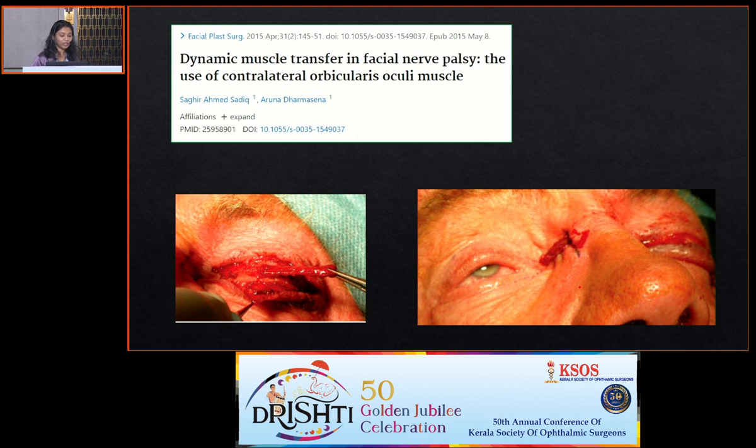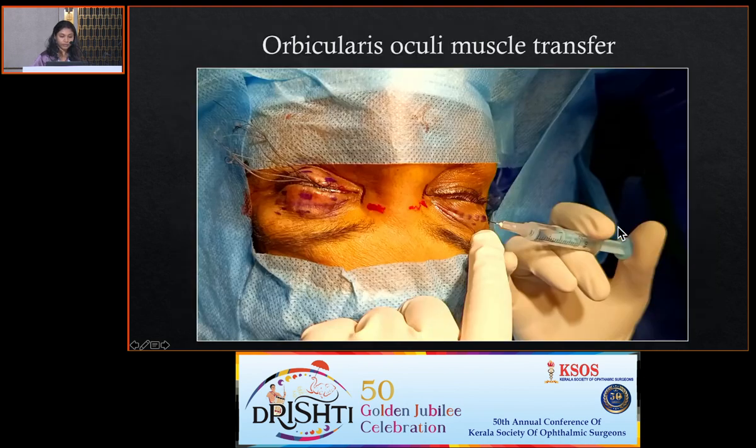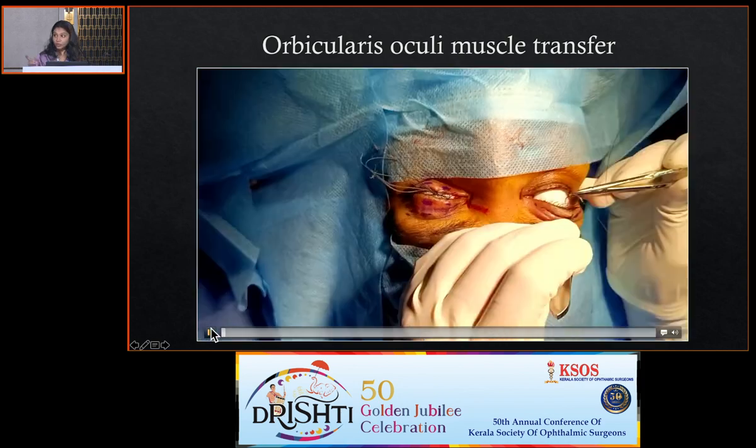So what we are doing here is creating a flap of orbicularis oculi muscle, a wide flap, which is very important, of about 10 millimeters, that we take from the healthy side and transfer to the affected side via a subcutaneous tunnel created through the dorsum of the nose. So let us see the video here. Sound is there.